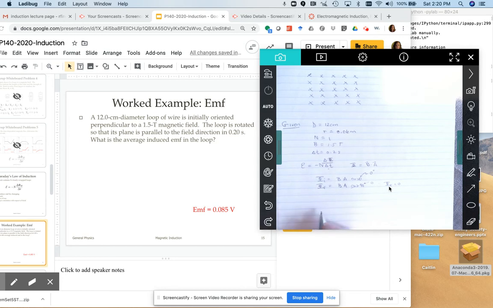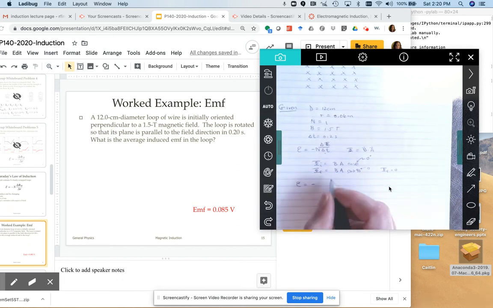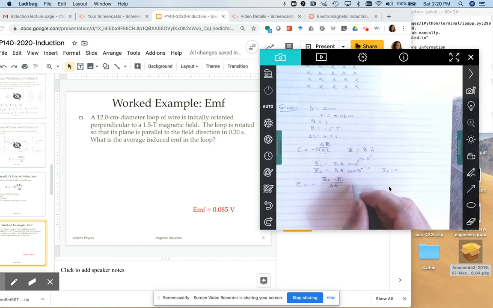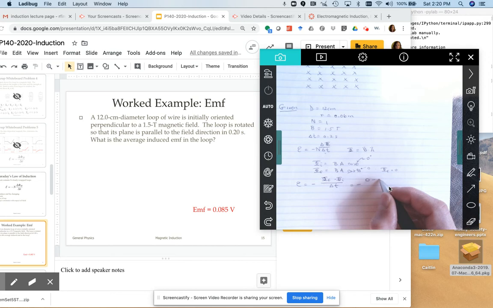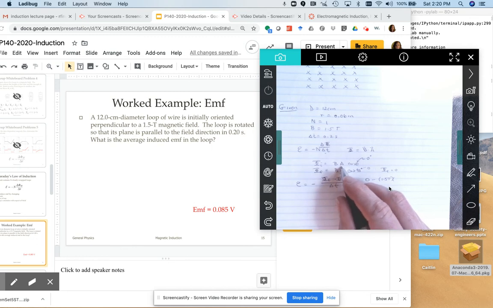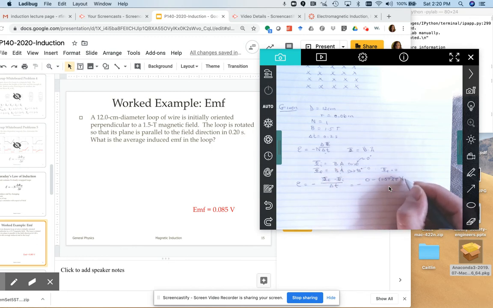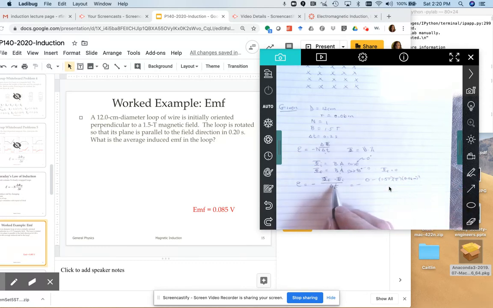So now I think we have everything we need to calculate the EMF. So we have E equals negative delta phi over delta t, and when we take a delta, it's always the final minus the initial. Okay. And so phi final is 0, and then we have phi initial, which is equal to the magnetic field, 1.5 Tesla, times the area of the loop, which would be pi times my radius squared, 0.06 meters squared. And then I need to divide that all by my delta t, 0.2 seconds.